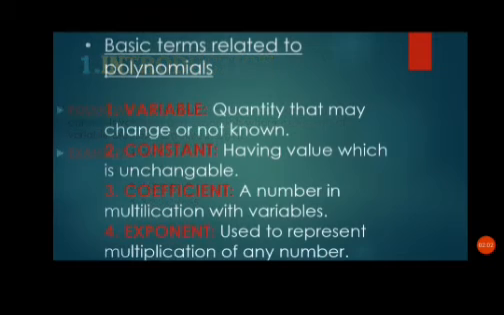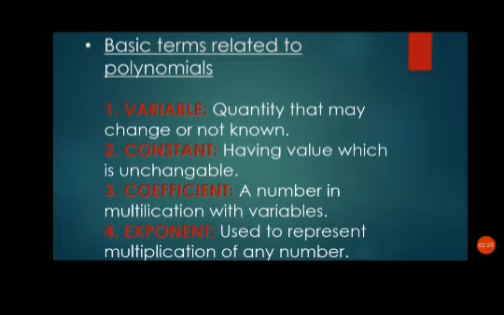Moving forward, basic terms related to polynomials. The first one is variable. A variable is a quantity that may change or is not known. The second one is constant. A constant has a value which is unchangeable. And the third one is coefficient. A number in multiplication with variables is known as a coefficient.